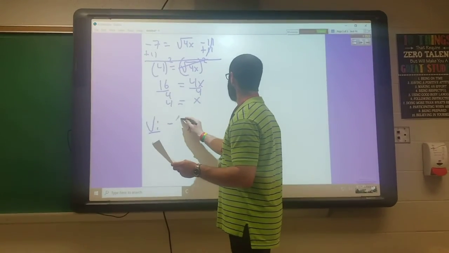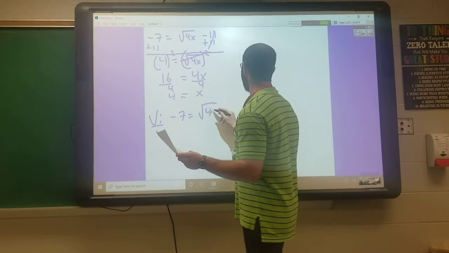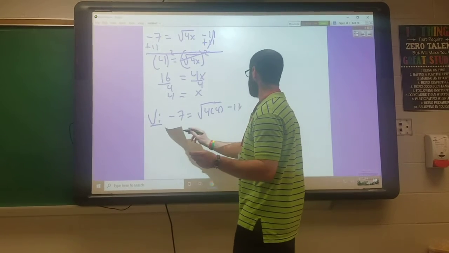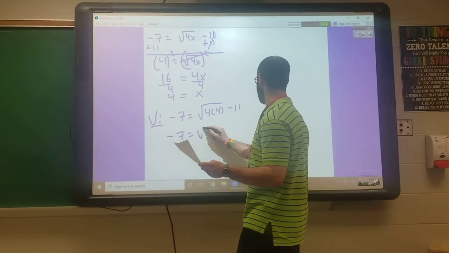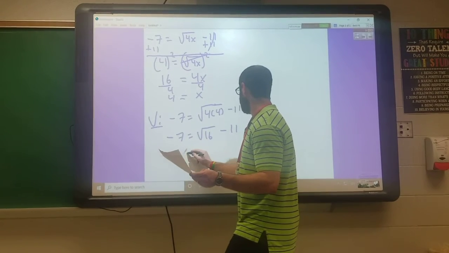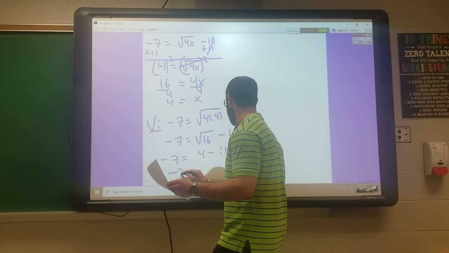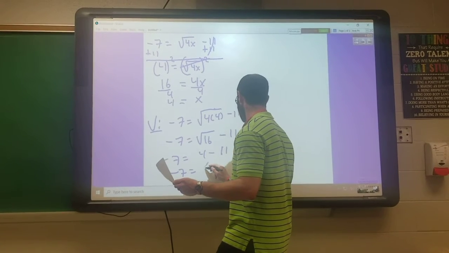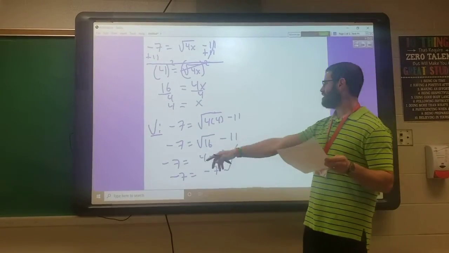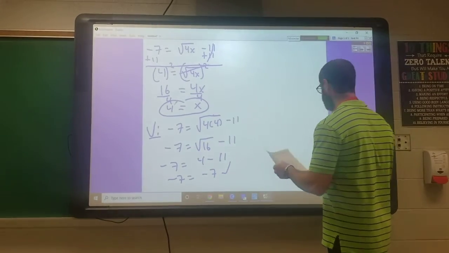Again, we're going to just show the check here. So negative 7 equals the square root of 4 times x, minus 11. We're going to plug in 4 here for the x. So is negative 7 equal to square root of 16 minus 11? So is negative 7 equal to 4 minus 11? And the answer is yes. Negative 7 equals negative 7, and that verifies that 4 is the correct answer for x.